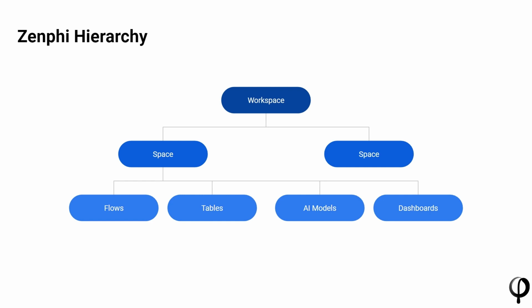Within a workspace, you can have multiple spaces. You can think of a space as a logical container for a process. When you're automating a process, you will have multiple assets that are related to it, such as automations or flows, tables to capture data, AI models, and dashboards. A space allows you to group all of them together, and it also lets you invite users to come and collaborate within that space. So let me switch over to the browser and let's have a look at all of this in action.